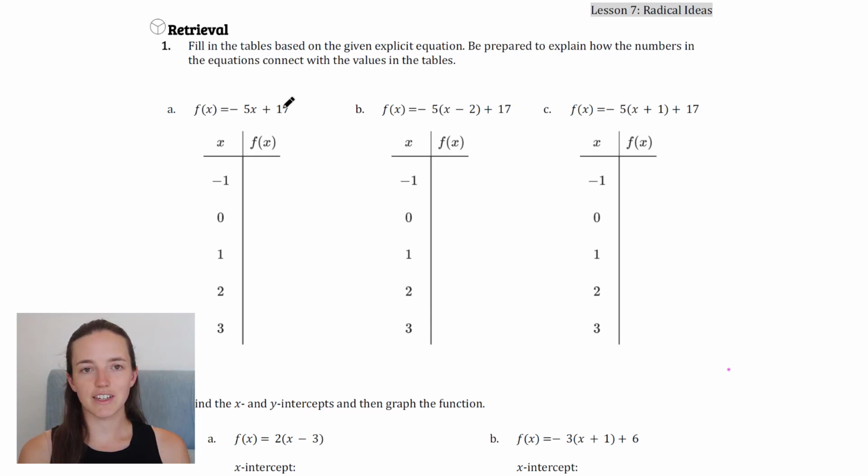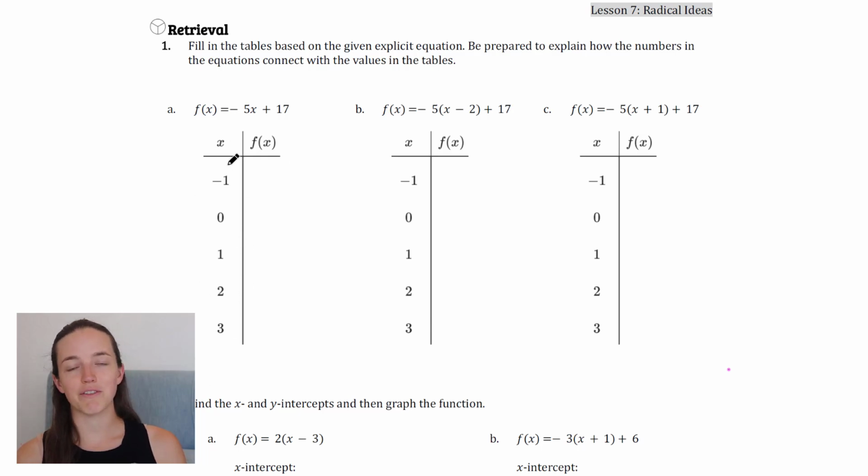They give us f of x equals negative 5x plus 17, so we're basically going to be taking all of these inputs and plugging them in for x to find the outputs. I'm going to start with the easiest one, an input of 0. So negative 5 times 0 plus 17. So I know that at step 0 my output is 17.